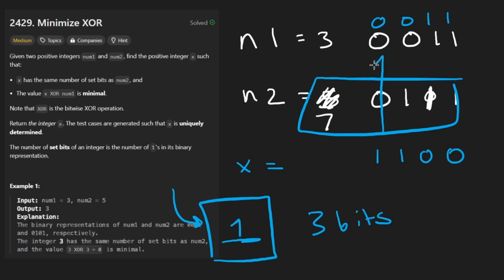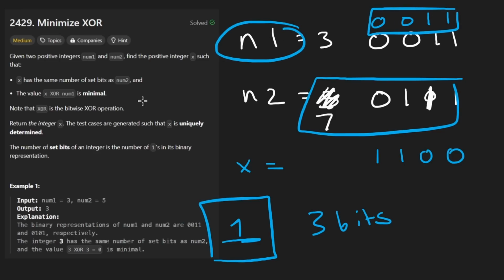Should I set that bit over here, maybe somewhere further to the left? Well, what we're trying to do is with this number and the number that we pick, we want the XOR to be minimal. So we should probably choose the least significant bit because we know the bits are going to be different in that spot.